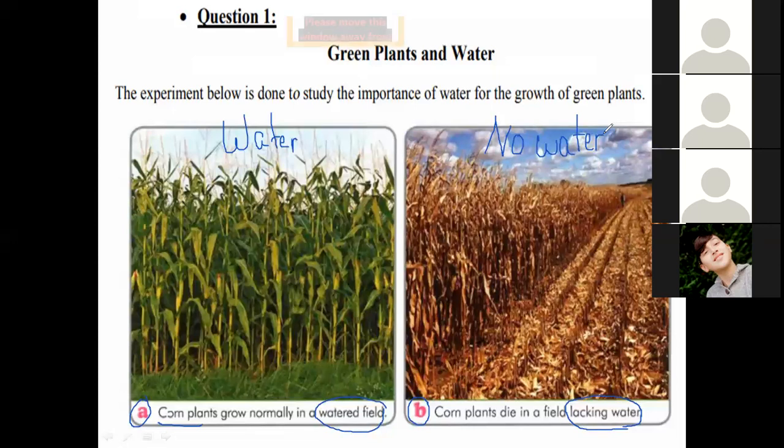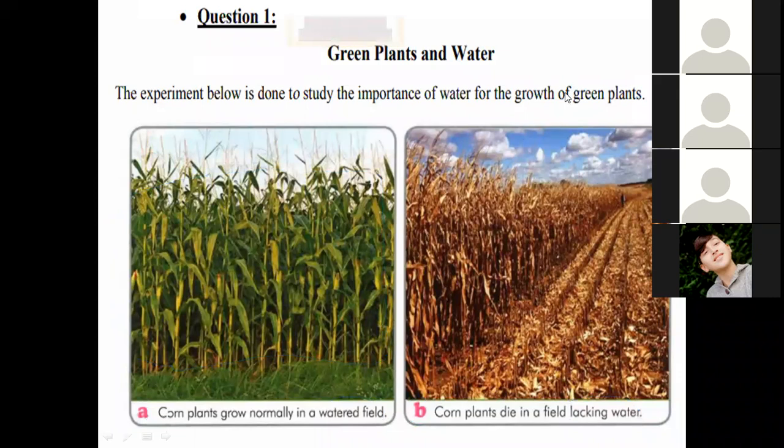You have to think about the aspects, about the appearance. The plants grow tall and green. In plant A it has water and it's tall and green, while in plant B it lacks water and it's short and yellow. Very good. Thank you, Karam.